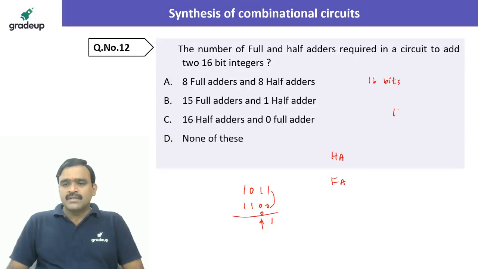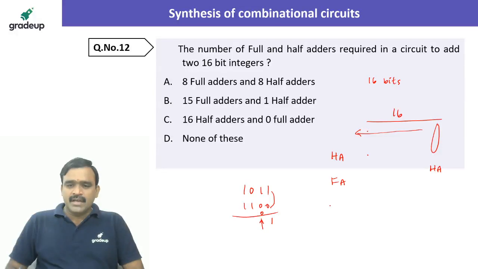So that means for 16 bits, like 16 bits in one particular number and 16 bits in another particular number. For the LSB position, only a half adder is sufficient because a half adder adds only 2 bits. But from the next position onwards, full adders are required because carry will be produced. Initially, there won't be any carry.